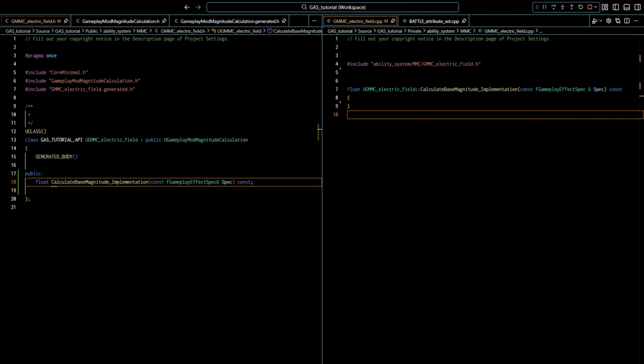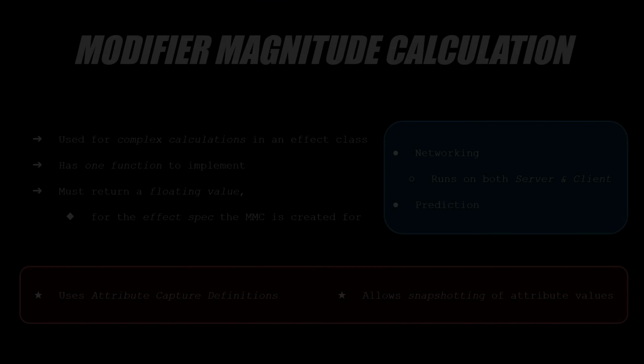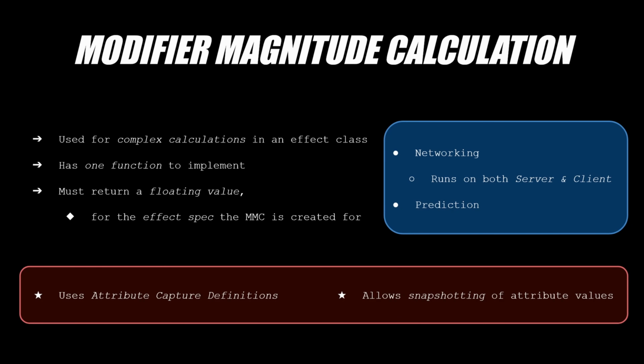Before we continue, let's get a quick understanding of MMCs with this definition flashcard I created. MMCs are technically classes that allow complex calculations for a magnitude in an effect class, which could be periodic or not. They just have one function invoked that returns the outgoing float value. This function provides to developers the effect spec, which the MMC is created for, as an input parameter, so developers can operate based on the source or target's gameplay tags or attributes or other properties.